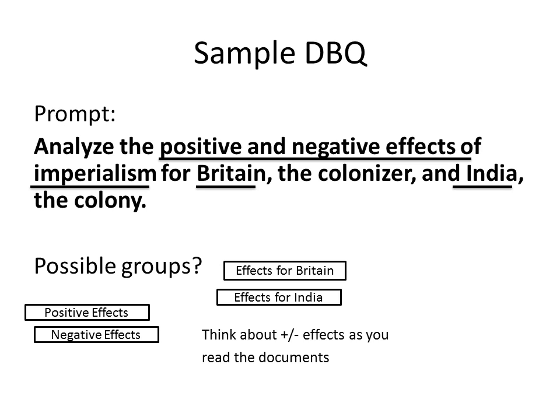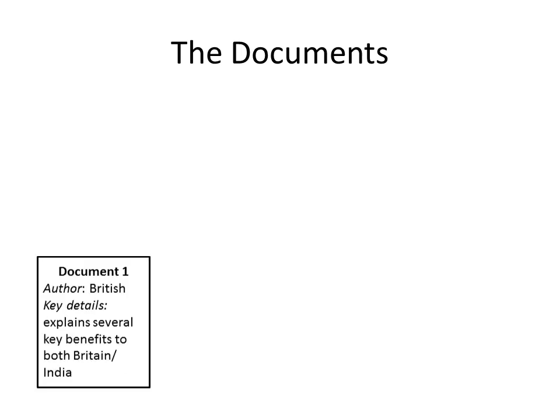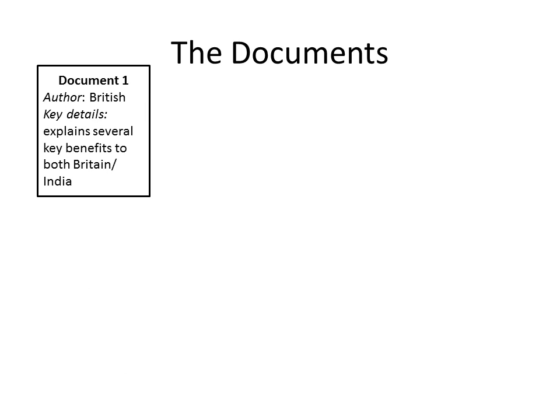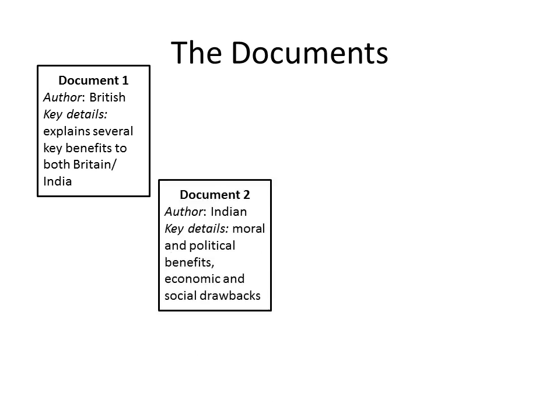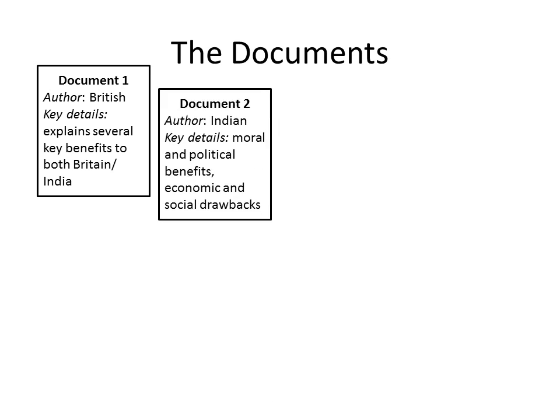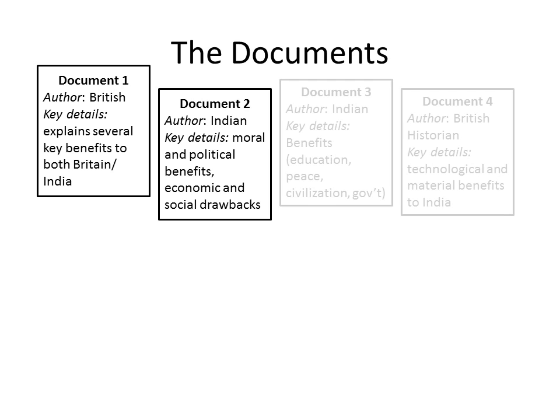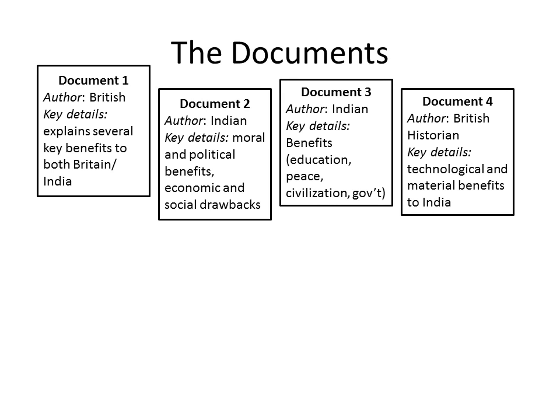This DBQ has 7 documents. We're not actually going to read all of these documents because that would take us a tremendous amount of time. But we notice that document 1 is written by a British person, and it explains several benefits to both Britain and India. Document 2 is written by an Indian. It talks about moral and political benefits, economic and social drawbacks. We look at document 3, which is written by an Indian, talks about the benefits of education, peace, civilization, and government. Document 4 is written by a British historian.